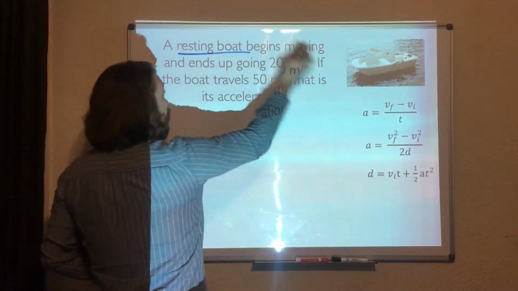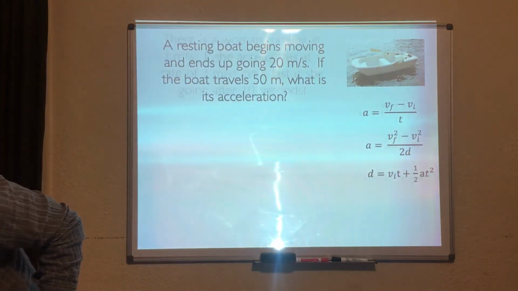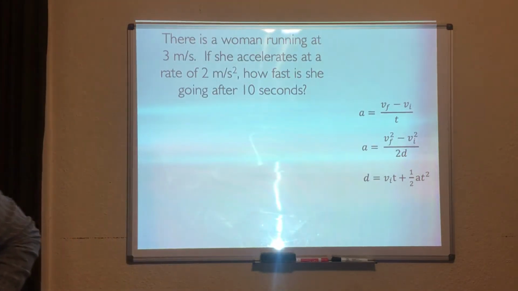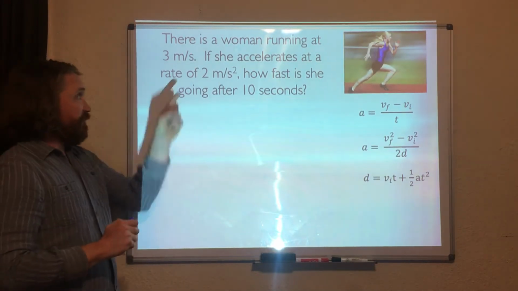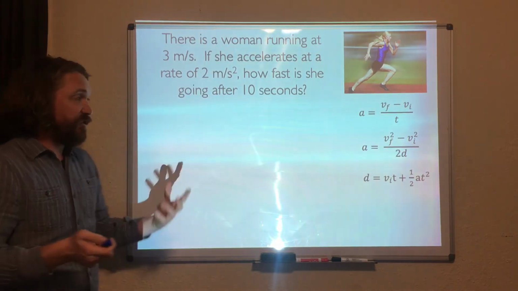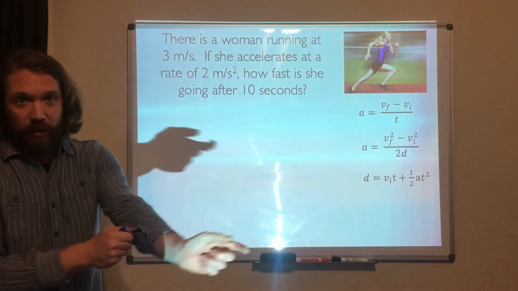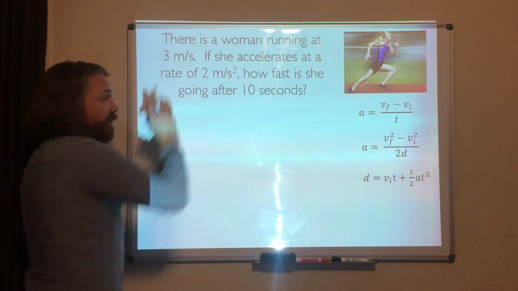Moving forward. Next up, we got a runner. There is a woman running at 3 meters per second. If she accelerates at a rate of 2 meters per second, how fast is she going after 10 seconds? Step 1, write down what you know. There is a woman running at 3 meters per second.